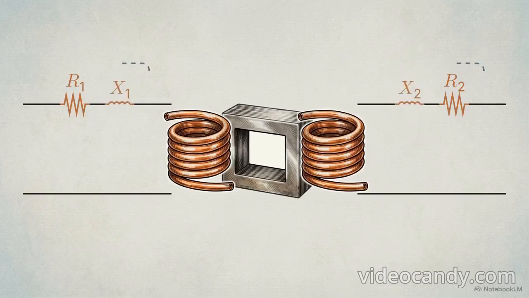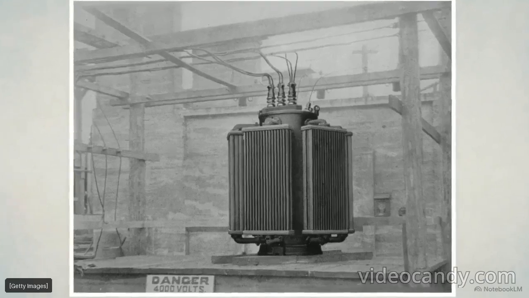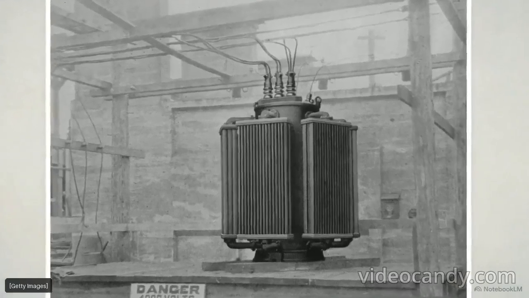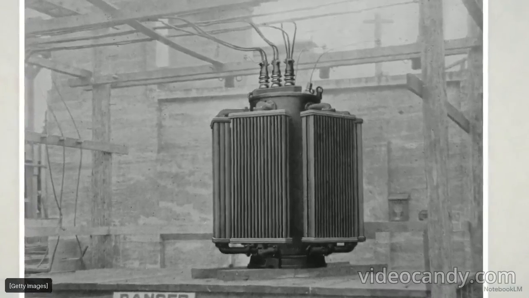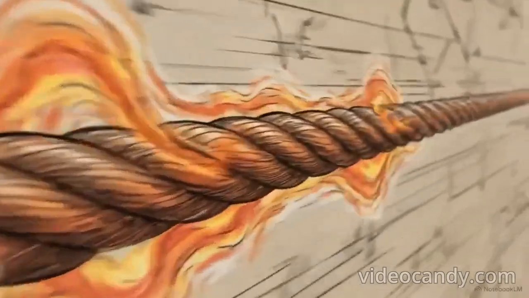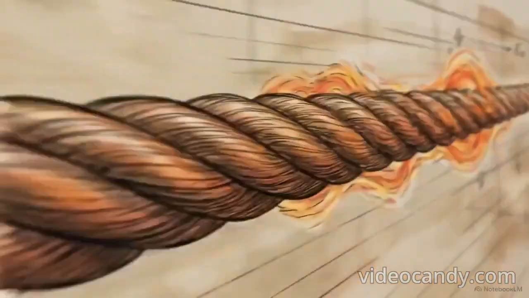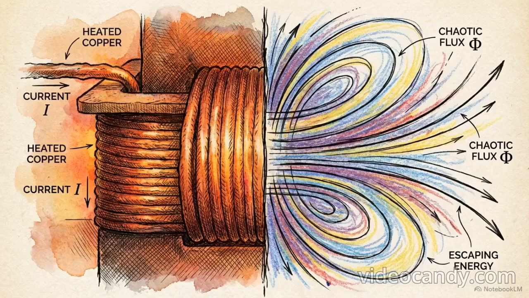To map this onto a schematic, engineers model these physical flux losses as inductive choker coils, X1 and X2, in series with the windings. The combination of the copper's physical resistance and the core's leakage reactance gives us the total primary and secondary impedance. In practical manufacturing, engineers mitigate these massive leakage losses by tightly interleaving and sectionalizing the primary and secondary windings directly over each other.